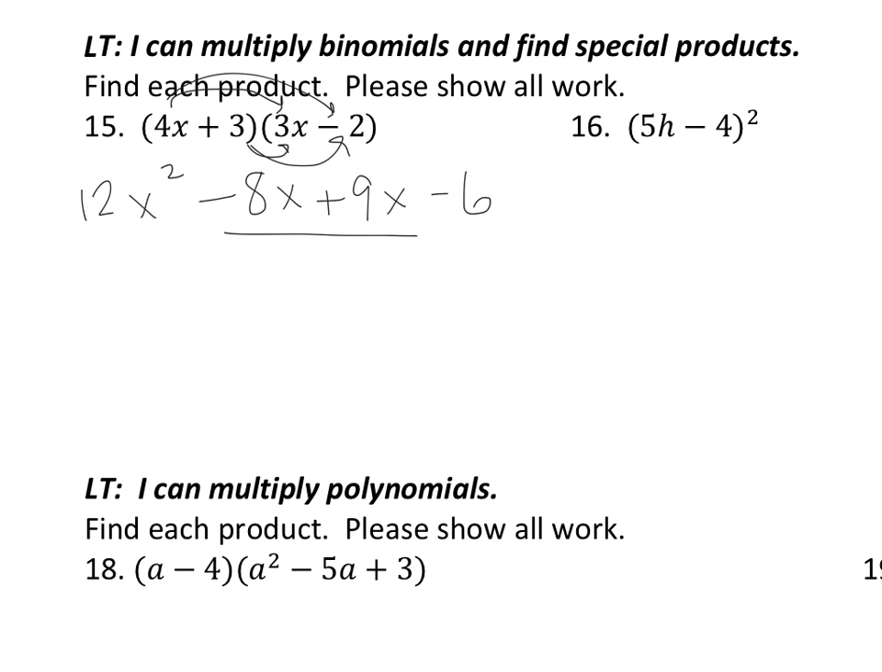So negative 8 plus 9 is going to give me a positive 1x. So I'm going to get 12x squared plus x minus 6 for my final answer.